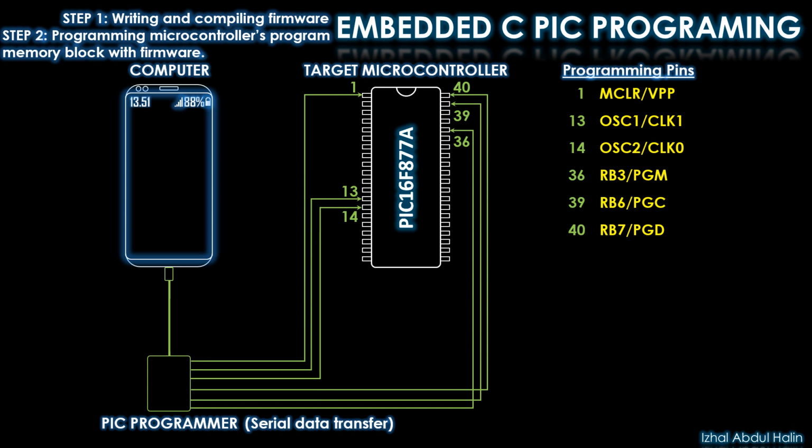The next step is to open the PIC programmer software in your computer and load it with your hex file. Once you give the command, your hex file will be programmed into your microcontroller. Those were the 2 steps needed in PIC programming. Easy peasy, lemon squeezy.